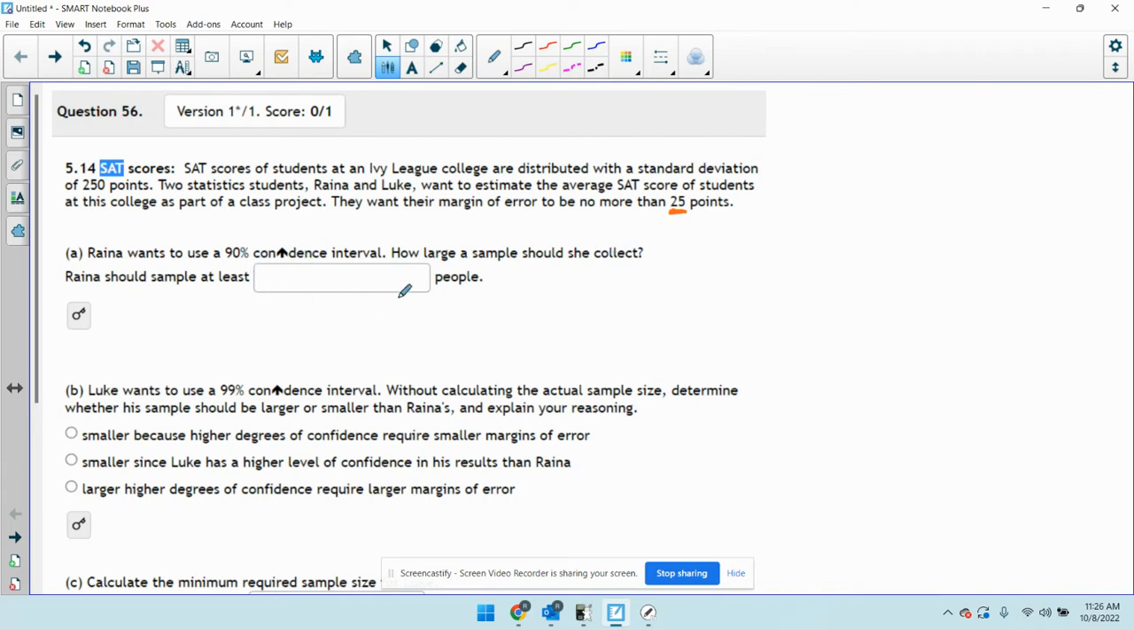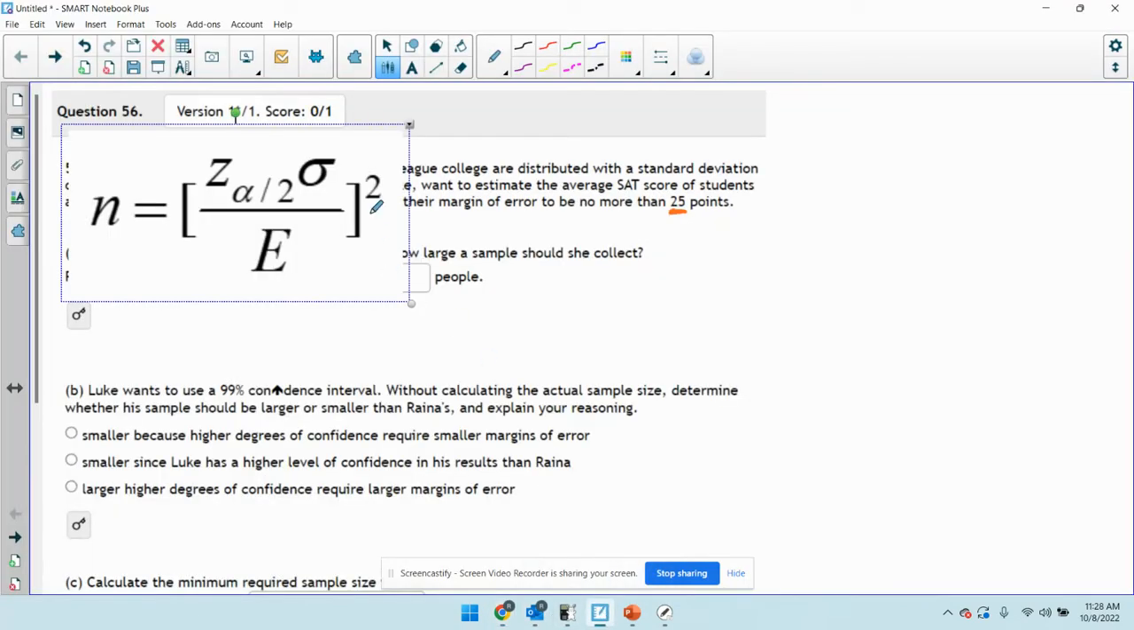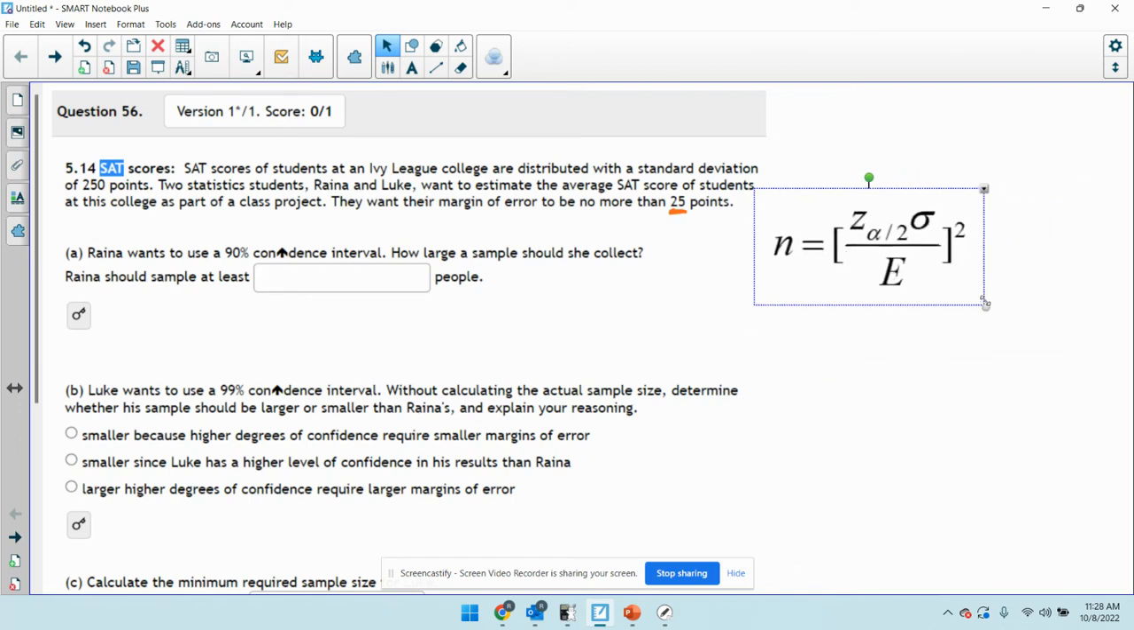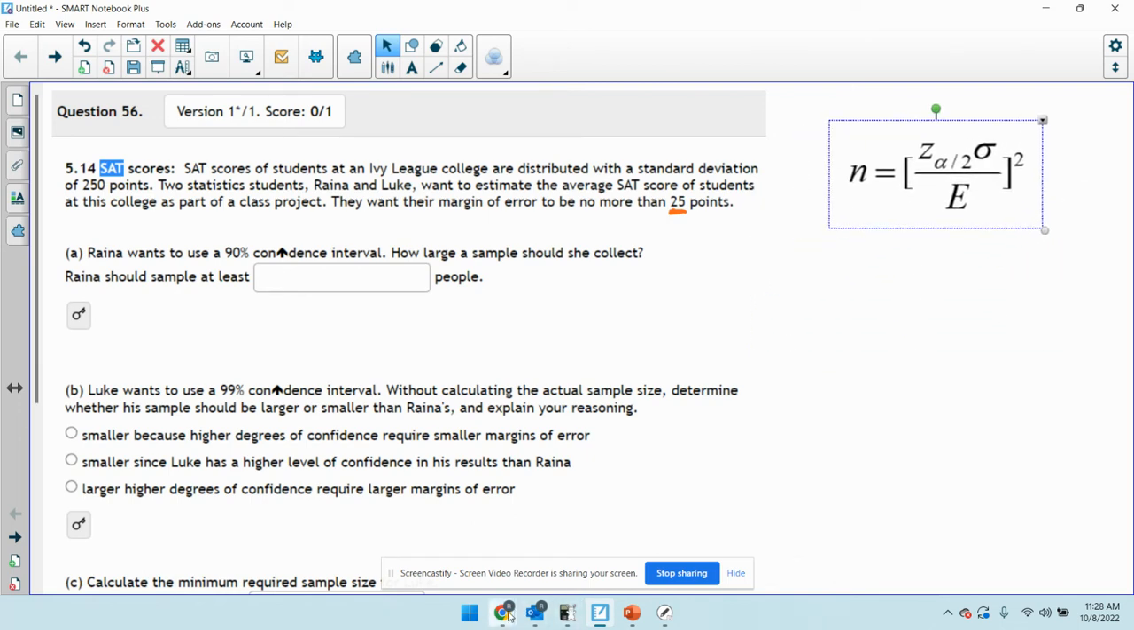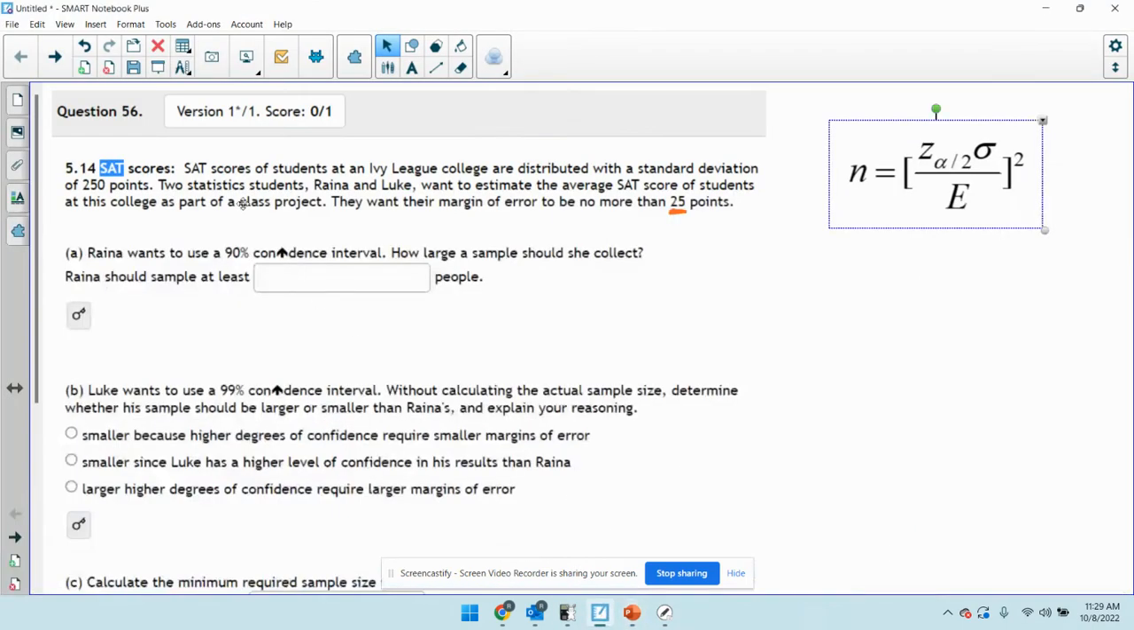So this is going to come straight from the notes. The formula for the sample size of a confidence interval. Let me pull that up real quick. Okay, so this is copied straight from the PowerPoint notes in the course materials. It is from slide 29. It gives you the sample size needed to find a confidence interval given the standard deviation. So since we know the standard deviation is 250 points, this is the formula I'm going to use.